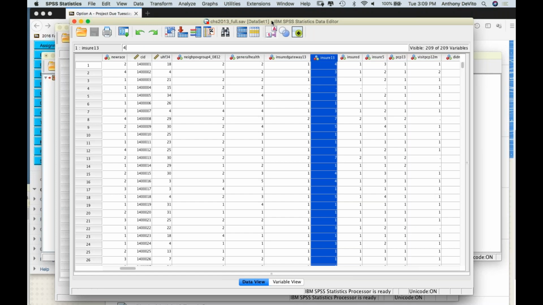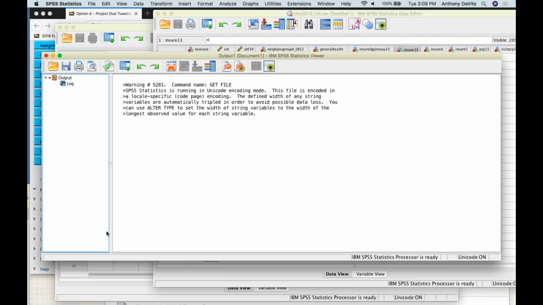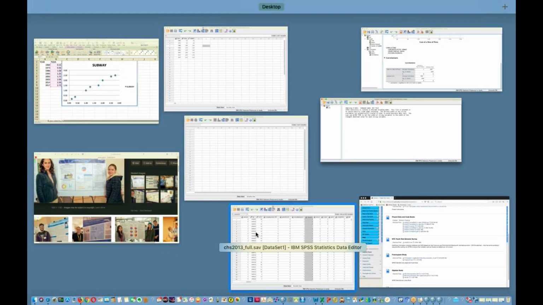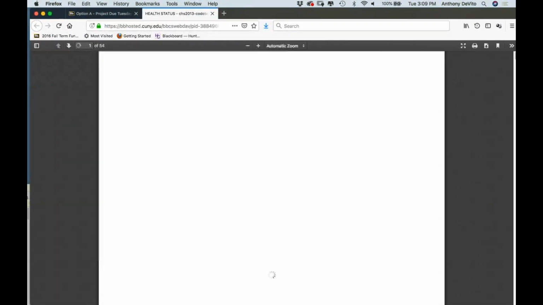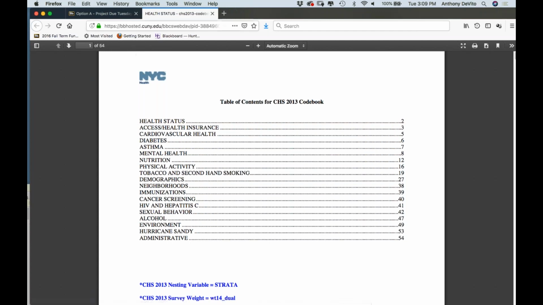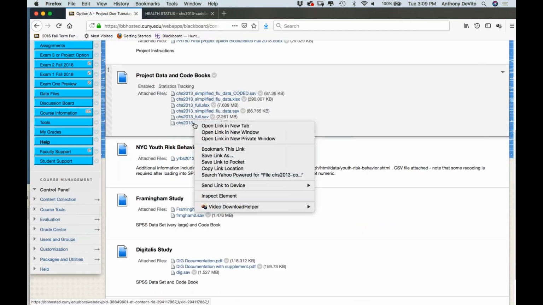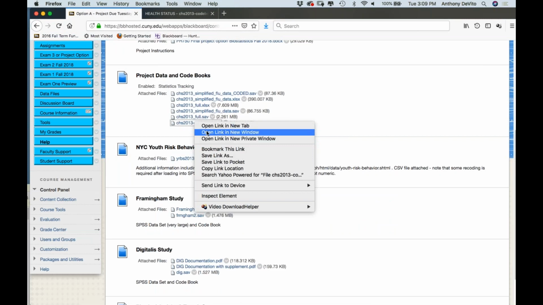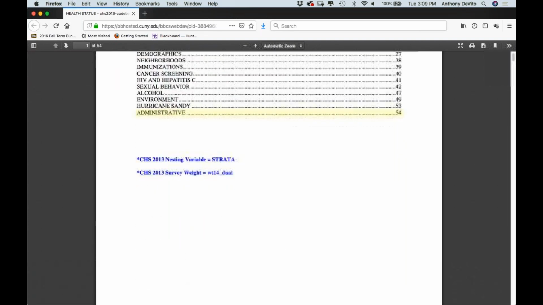Now, if you look a little further on our data set there on Blackboard, oh, I'm getting a very busy page here. If we go back here, we also gave you the code book. Code book is a PDF file. I'm gonna open that right now. Actually, I want to download it. Actually, I'm gonna open it in a new window. Get the best of both worlds. Okay, here's my code book right here, right?